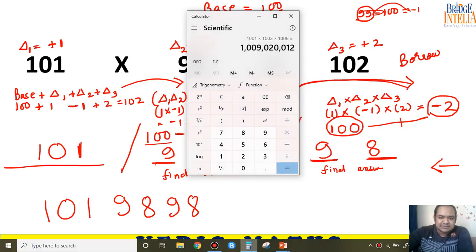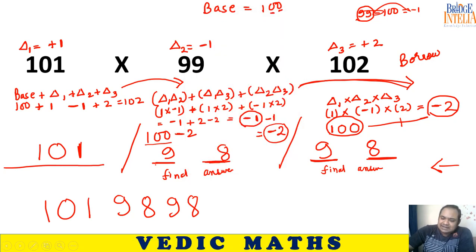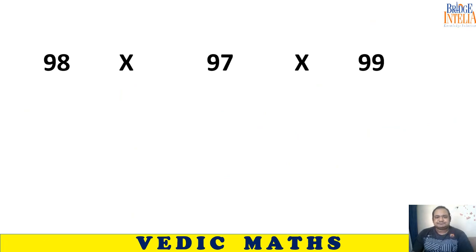Let us verify using a calculator. 101 multiplied with 99 multiplied with 102. Is the answer matching or not? Yes, you can see 101 98 98. So the answer matches. Let's take one more example.